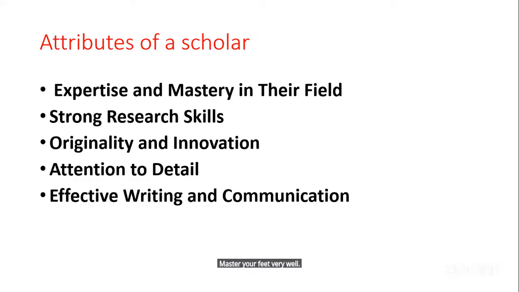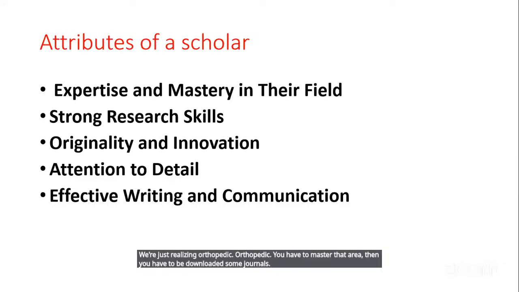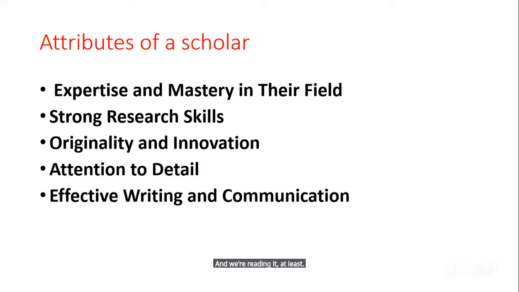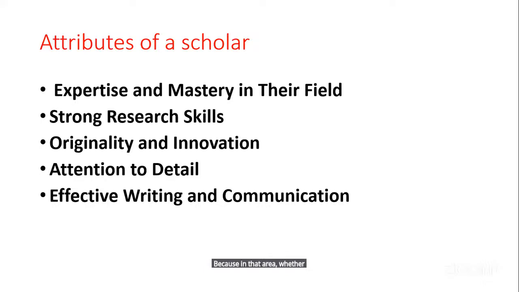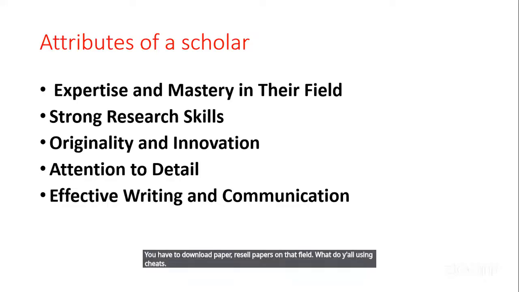For example, if you want to specialize in orthopedics, you have to master that area. You have to be downloading journals and reading at least 5 publications in that field in a week. Whether it's back pain that you want to specialize in, you have to download recent papers on that field, what they are using to treat, how advanced that field is.